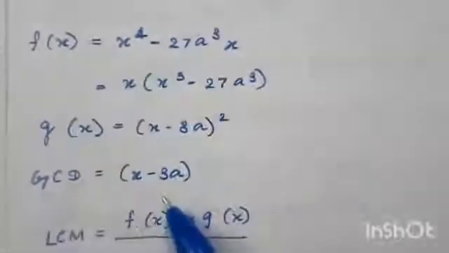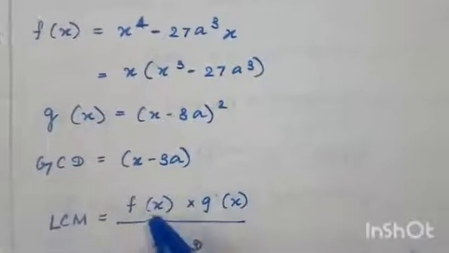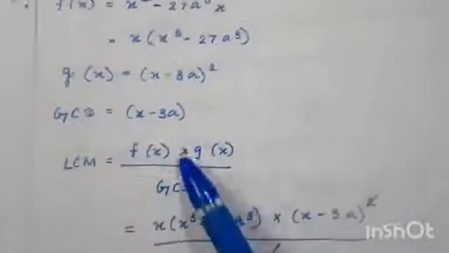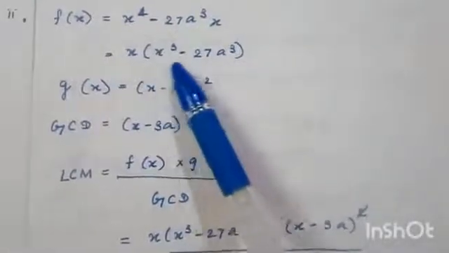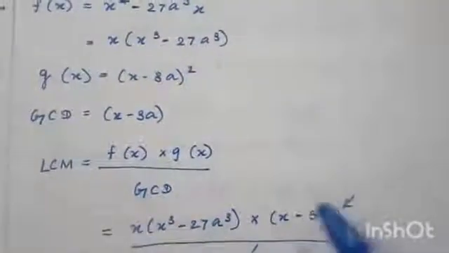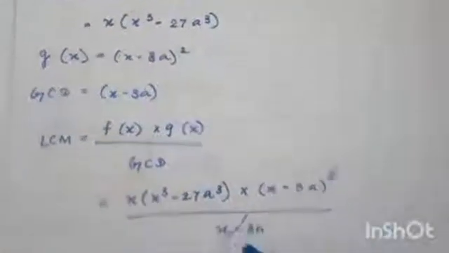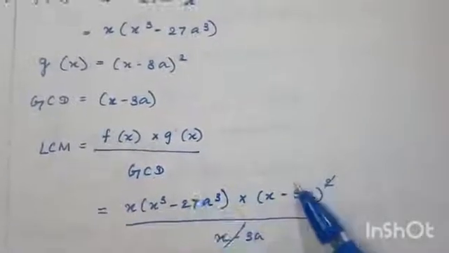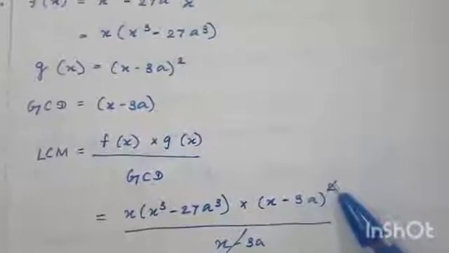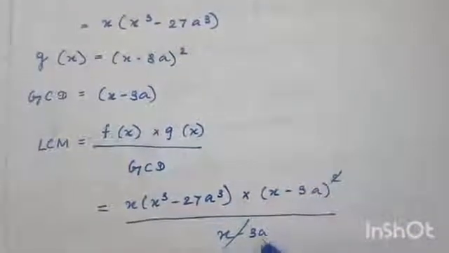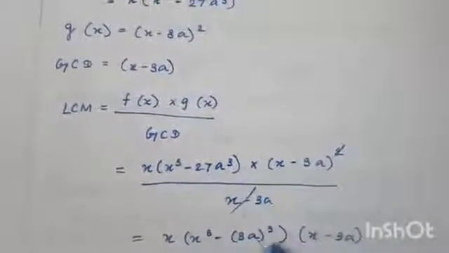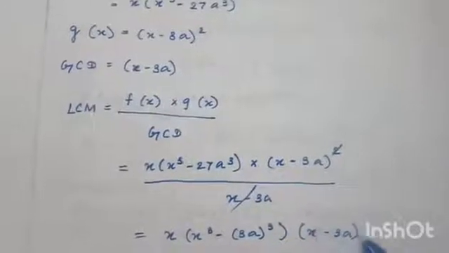GCD, first what are the things given? Just take and write. Then the formula: LCM equals f of x into g of x by GCD. Now f of x we rewrite as x into x cube minus 27a cube, into x minus 3a whole square, by x minus 3a. It is the GCD. Here it is the numerator and this is the denominator. For x minus 3a whole square and x minus 3a, one time it is cancelled. So after cancelling we have x into x cube minus 3a, where 27a cube is written as 3a whole cube, and here x minus 3a is there.